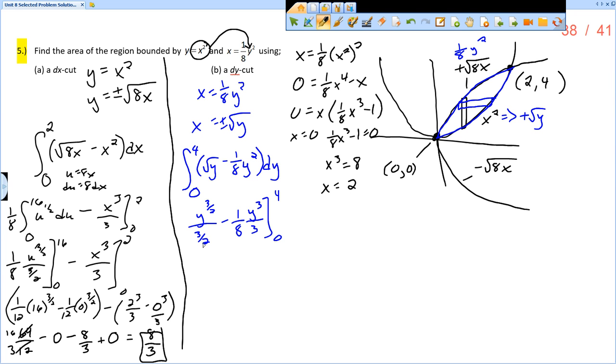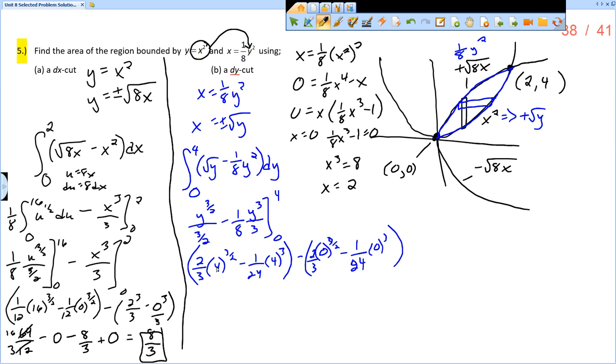All right. And so now this becomes 2/3 y to the 3/2. So this is going to be 4 to the 3/2, right? And then minus 1/8. That's really just 1/24 y, which is 4 cubed, right? All of that minus, sorry, 2/3 times 0 to the 3/2, and then minus 1/24 0 cubed, right? Of course, the whole second part is just 0, right?